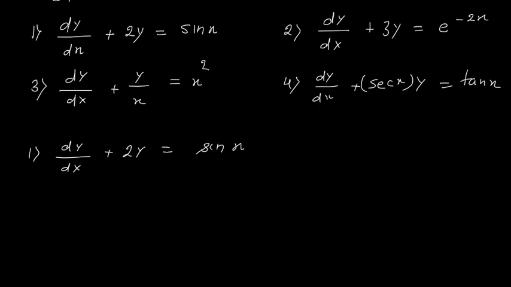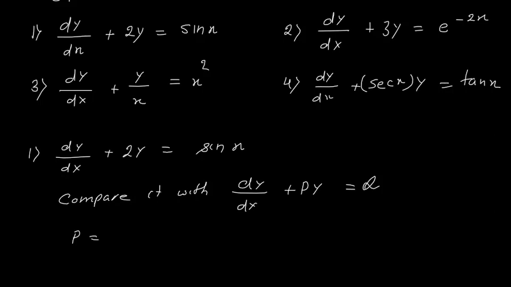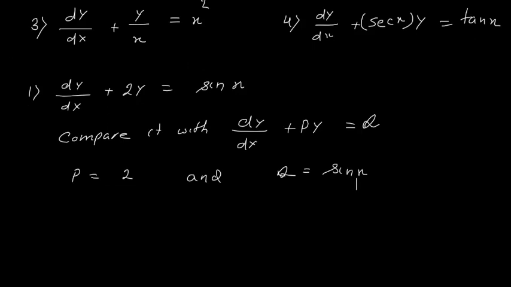So we compare it with dy upon dx plus py equal to q. We get p equal to 2 and q equal to sin x. Your p could be any term of x or it can be a constant also.